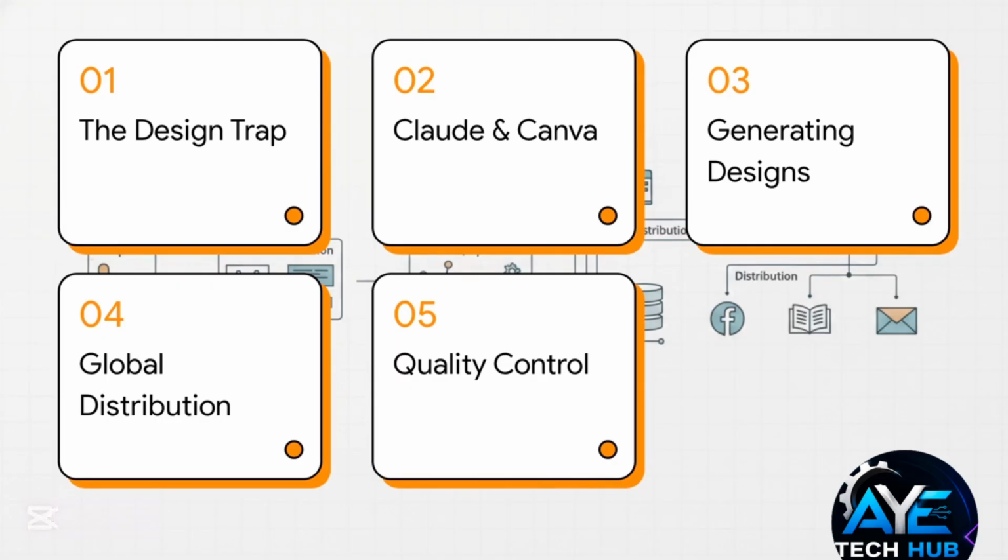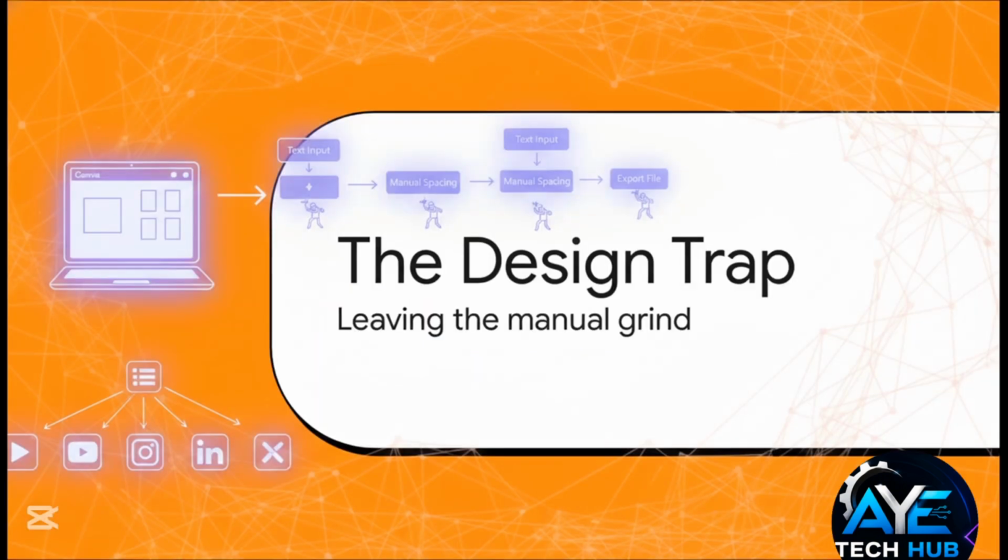So here's our engineering blueprint for today. First up, escaping the design trap. Second, connecting Claude and Canva. Third, generating and editing designs. Fourth, automating your global distribution. And finally, quality control and troubleshooting. Let's get to it. All right, part 1, escaping the design trap.